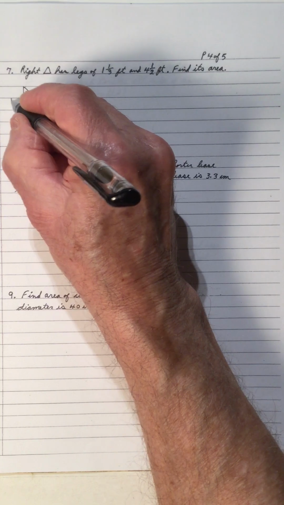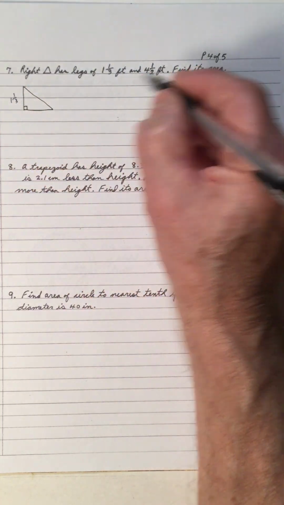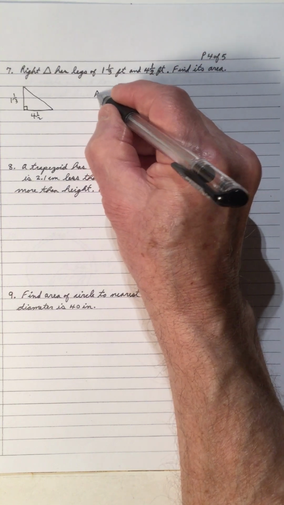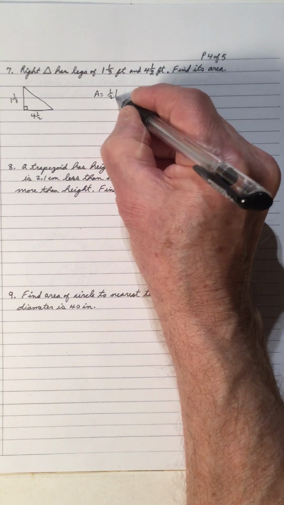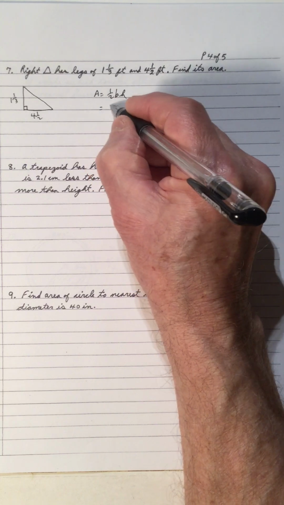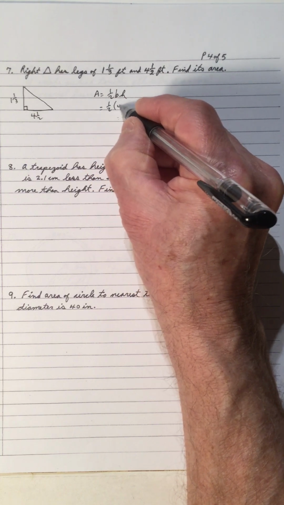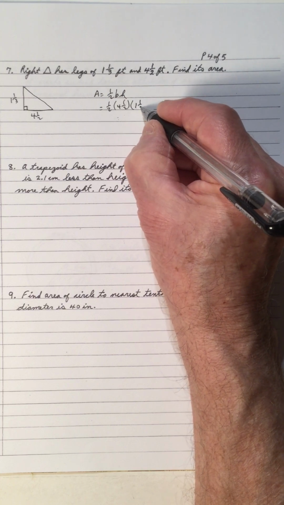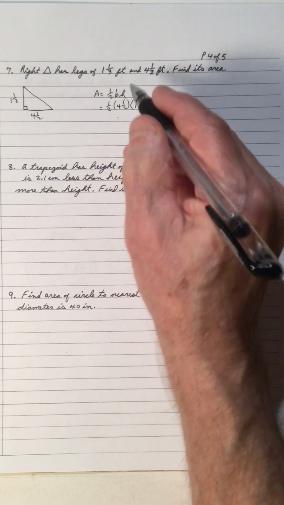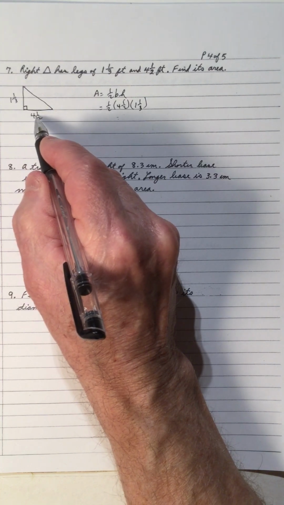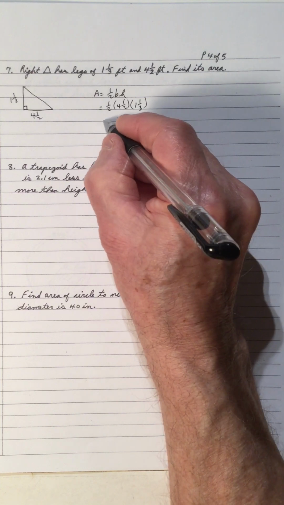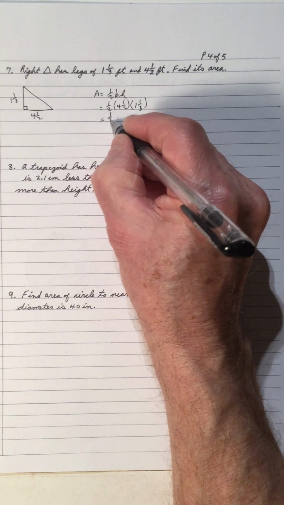So the legs are 1 1/3 and 4.5. So the area of a triangle is a half the base times the height. So the base is 4.5, and the height is 1 1/3. You could also change them around and put 1 1/3 here, and the height of 4.5, which makes no difference when you're multiplying. So that gives us a half.